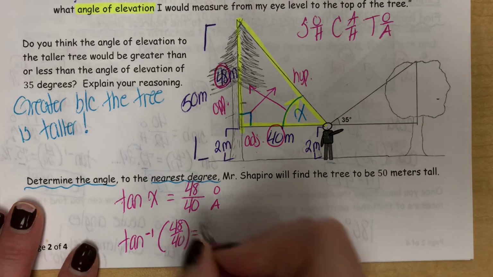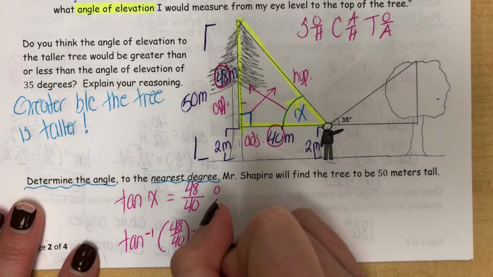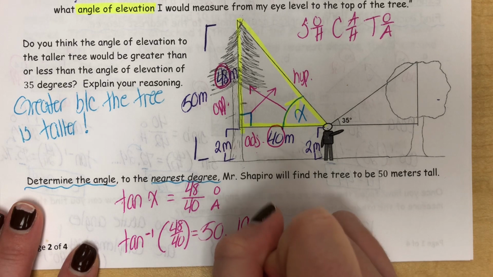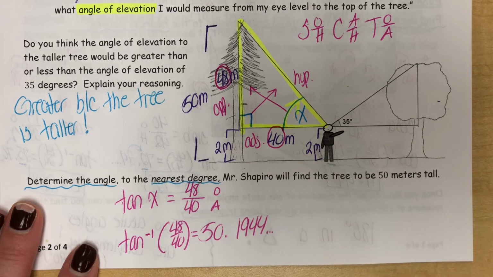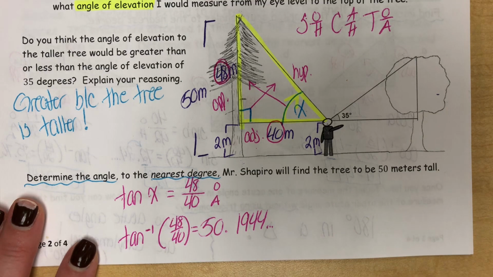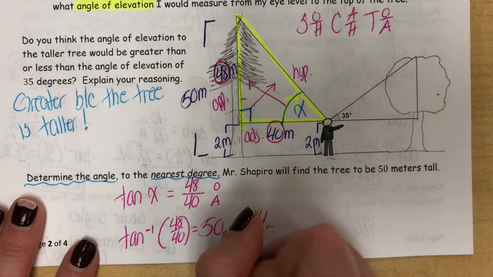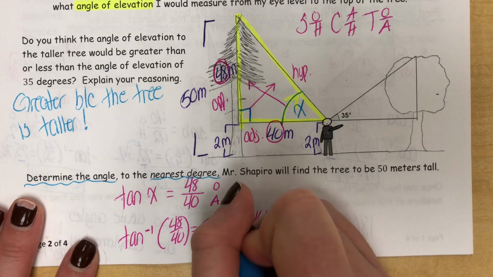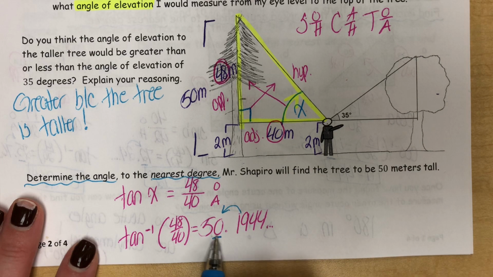50.1944 dot, dot, dot. So that's what I'm going to copy over, 50.1944 dot, dot, dot. But I really want to round to the nearest degree. This is going to be where I end the question. So here's the nearest degree. 5 or above, give it a shove. He is not 5 or above. He is not getting a shove.